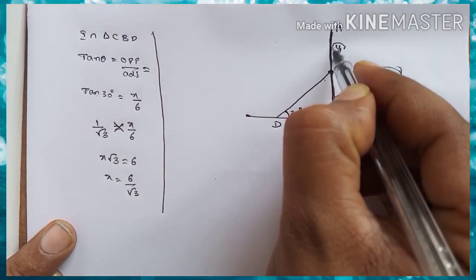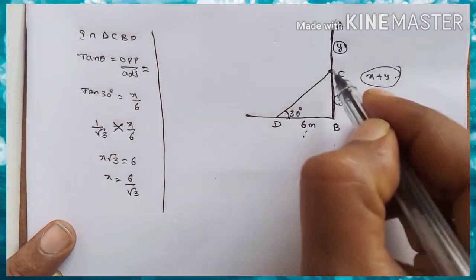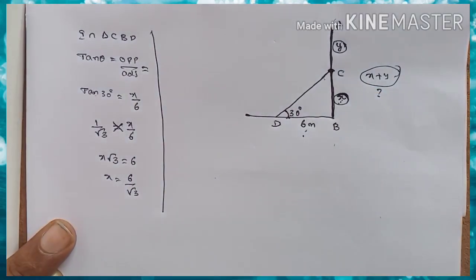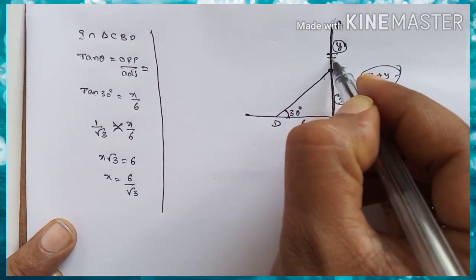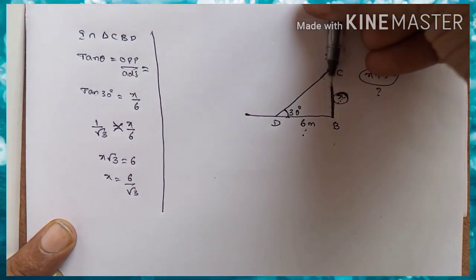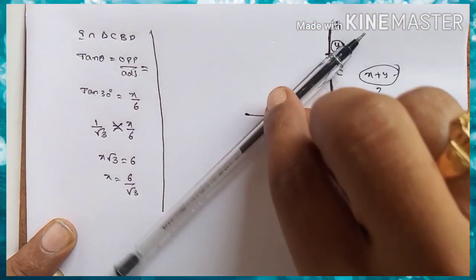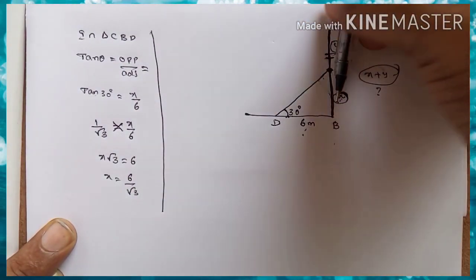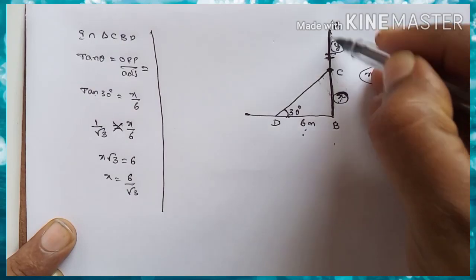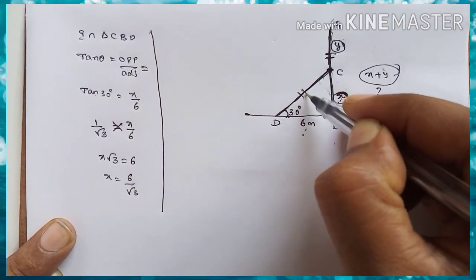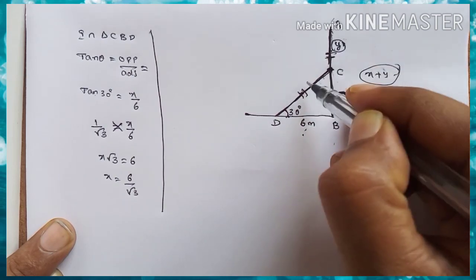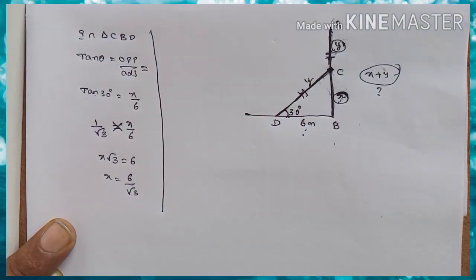We need to find Y now. This is not part of a right triangle, but we still have to find the value of Y. How can we? This broken part which fell down, this part and this part, both are equal. The part which was broken came down here. So these two parts are equal, so this will be called Y.